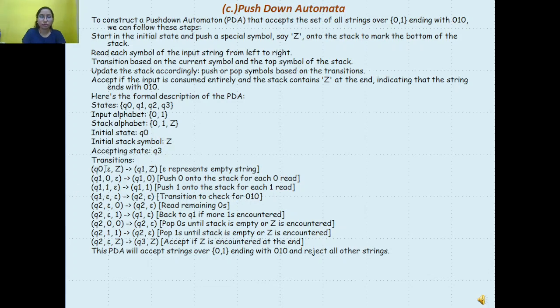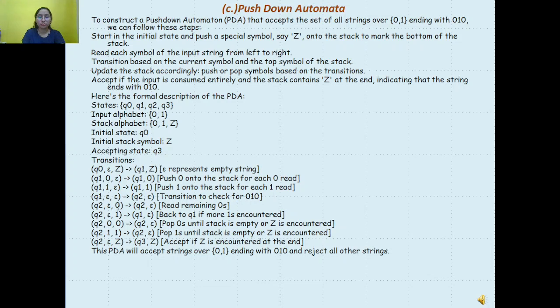So firstly at Q0 we have epsilon and Z going to Q1 and Z, where epsilon represents an empty string. Then at Q1, on input 0 we have (Q1, 0), that is, push 0 onto the stack for each 0. Then Q1, 1, epsilon goes to Q1, 1, that is, push 1 onto the stack for each 1 bit. Then Q1, epsilon goes to Q2, epsilon, that is, a transition to check for 010.